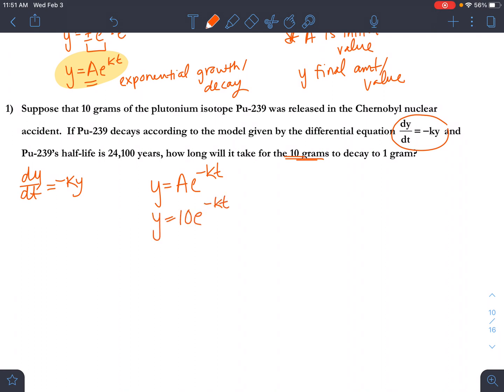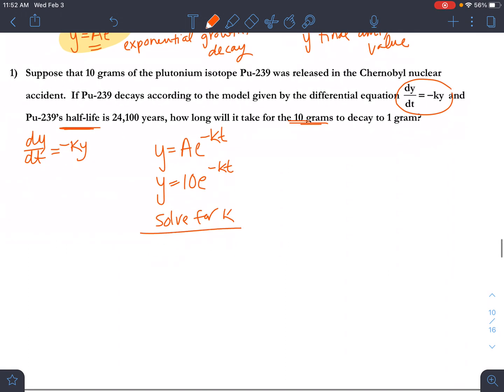Okay, we want to know when we'll get to 1 gram, so 1 equals 10, but we're missing this k value up here. So we're actually going to solve for k first, and we're going to do that by using some of the other information. It says its half-life. That's how long it takes for it to drop to half the amount. So here's really what it's saying. When will 10 have a final amount of 5?